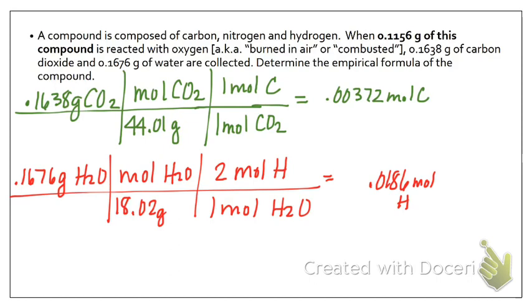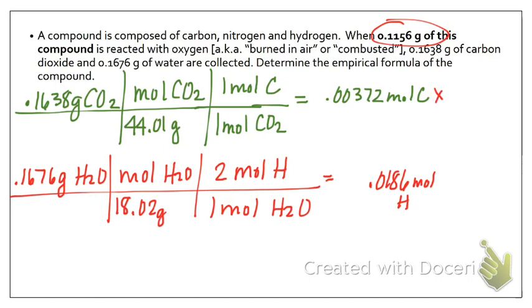Now, normally we would be, oh, let's divide by the smallest or whatever, but we still have some nitrogen that we need to account for. Okay, so the way we're going to do that is we're going to convert our carbon and our hydrogen to grams. Because if I have the grams of hydrogen and the grams of carbon, could I get the grams of nitrogen? Yes. How? Subtract from the total sample, right?